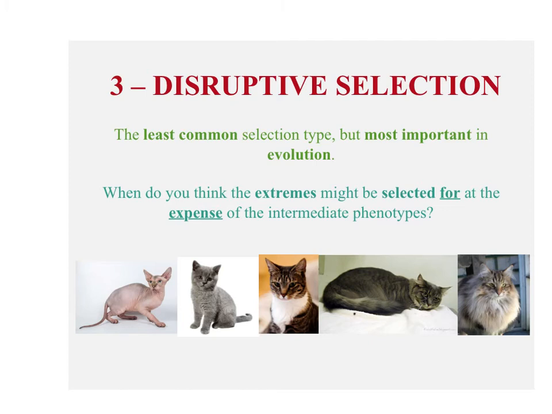When do you think the extremes of a phenotype might be selected for at the expense of the intermediate phenotypes? So when might the two cats at the far ends of furness, so either no fur or lots of fur, be more advantageous than this middle moggy? Pause and play again when you're ready.